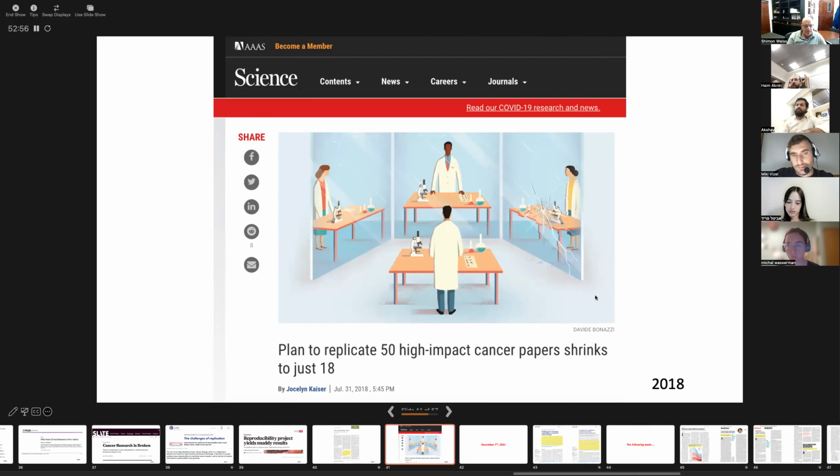2018, plan to replicate 50 high-impact cancer papers shrinks to just 18. So as they set up the whole parameters, how this project that is funded by NIH is going to happen, initially they targeted 50 papers, very, very important papers in cancer research. And they said, we are going to reproduce those 50 papers. And already in 2018, they say, well, we cannot do this. For all kinds of reasons, we can try to replicate only 18 papers, not 50.